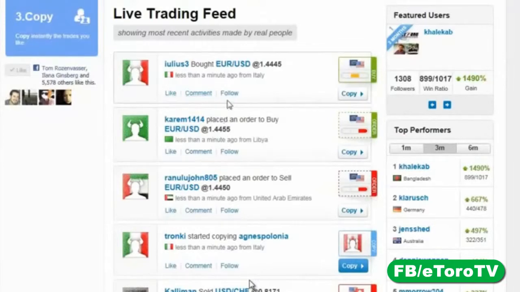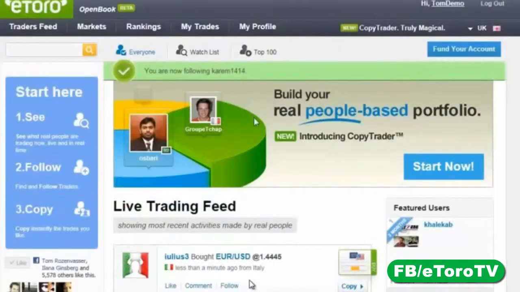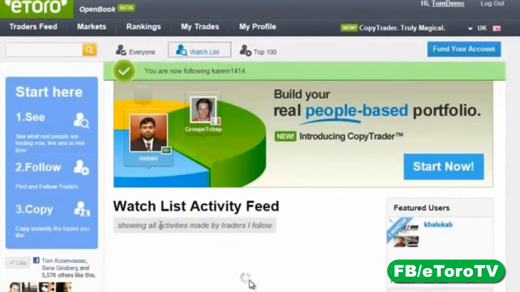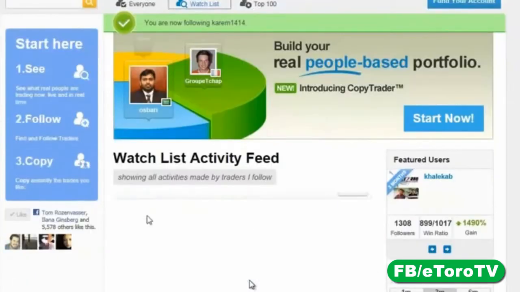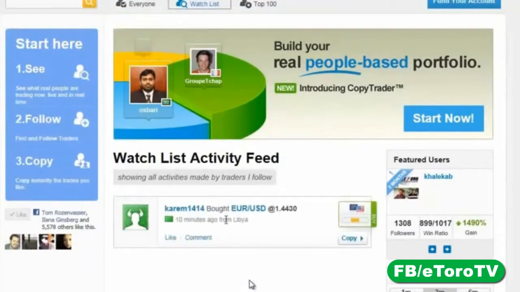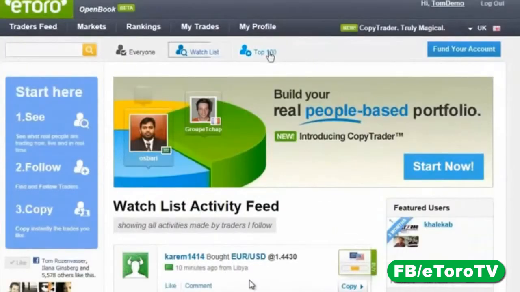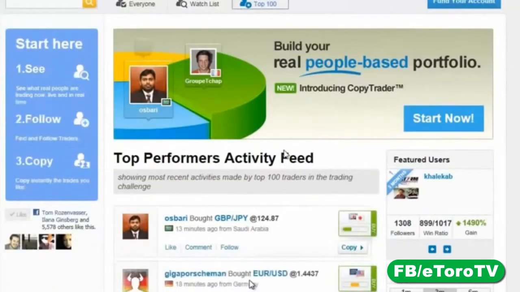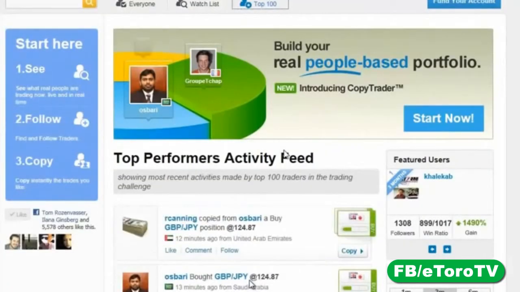Only here, you can also click follow. And when you do that, you're adding this trader, in this case, Karim1414, we're adding this trader, okay, to our watch list. Let's open our watch list. And the watch list is a trading feed of only the people that we chose to follow. And here we see the position that Karim has opened. The top 100 is the last feed, and that is of the people that are in the top 100 list of traders this week.